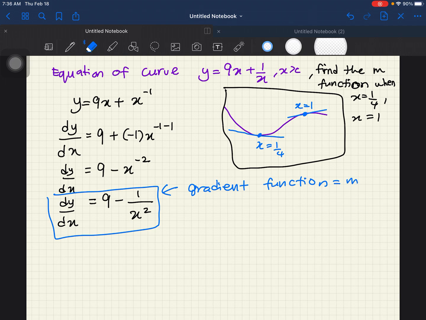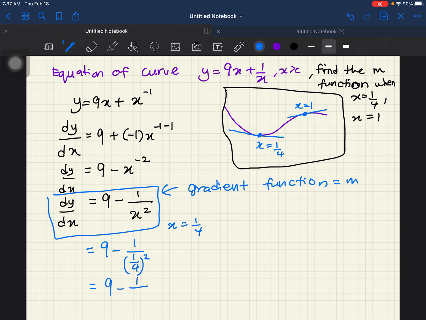Okay. So, seterusnya, I masukkan 9 tolak 1 per, ini when x equals to 1 over 4 tadi. Okay. 1 over 4 kuasa 2. Okay. Tekan kalkulator. Apa awak dapat tadi? Okay. 9 tolak dengan 1 per 4, 1 per 16 kan? Okay, cuba tekan. 9 tolak 1 per 16. Okay. Cuba kira.